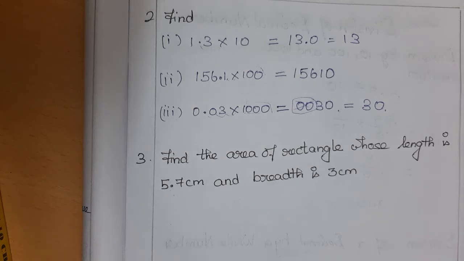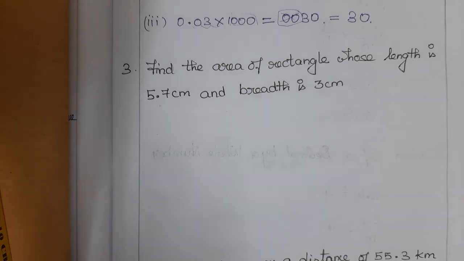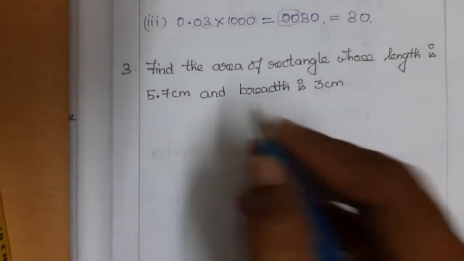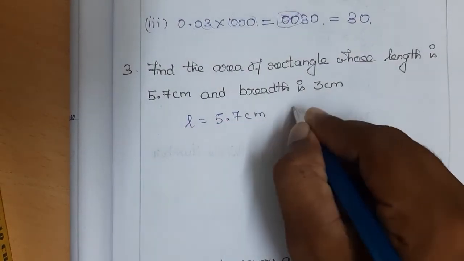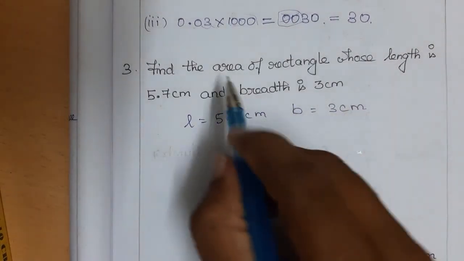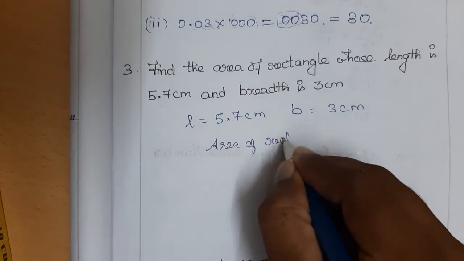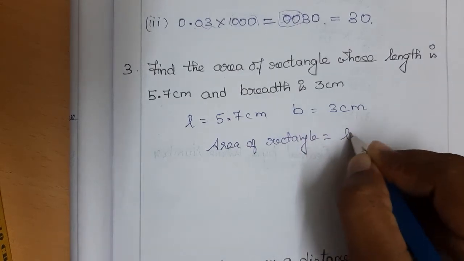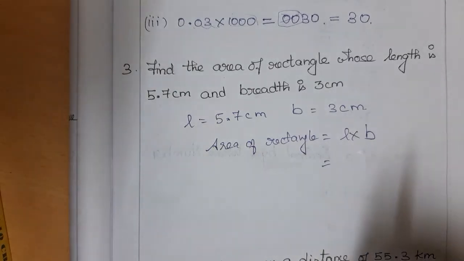Clear? So next we'll go for a word problem. Find the area of a rectangle whose length is 5.7 centimeters and breadth is 3 centimeters. We have to find the area. So what is the area of the rectangle? Length into breadth. The length is given as 5.7 centimeters and the breadth is given as 3 centimeters. First write the given and then write what we have to find: the area of the rectangle. Area of rectangle is equal to L into B, length into breadth. We have both the length and the breadth, right?